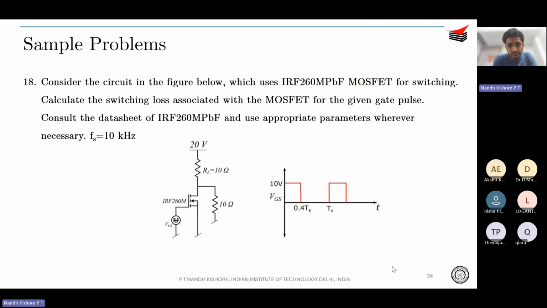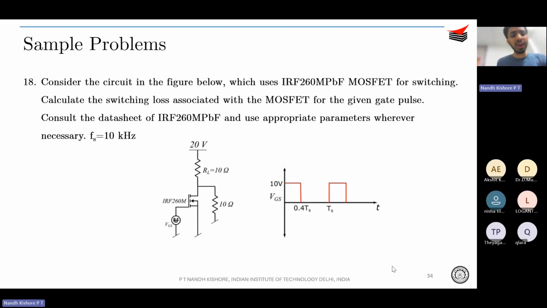Consider the circuit in the figure below, which uses an IRF 260 MOSFET for switching. Calculate the switching loss associated with the MOSFET for the given gate pulse. Consult the data sheet and use appropriate parameters wherever necessary. Switching frequency is 10 kilohertz. Again, it's a very similar question to the ones that we have seen previously. We need to calculate just the switching loss alone, not the conduction loss.